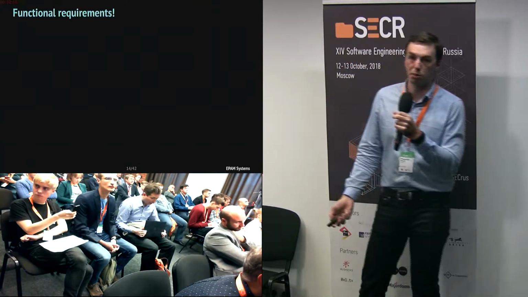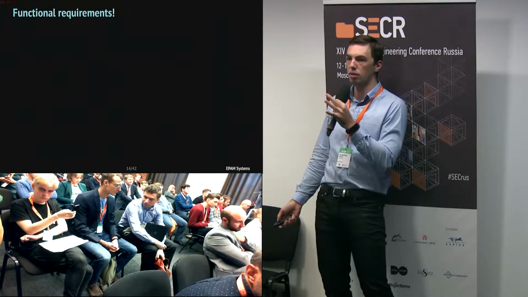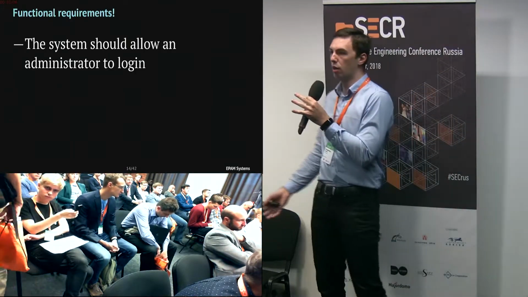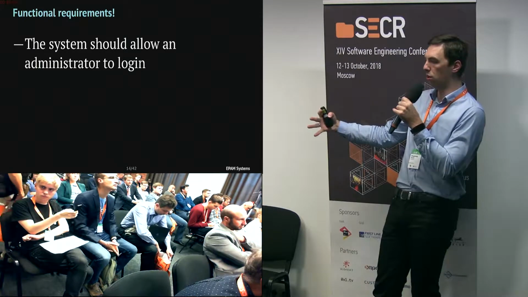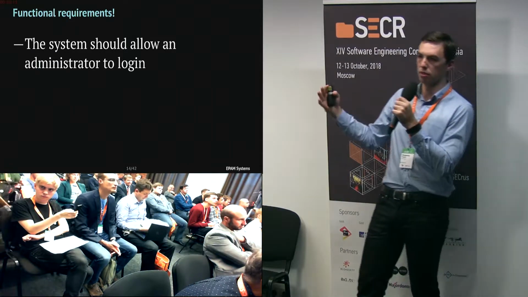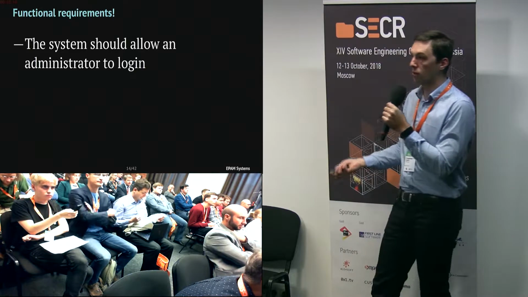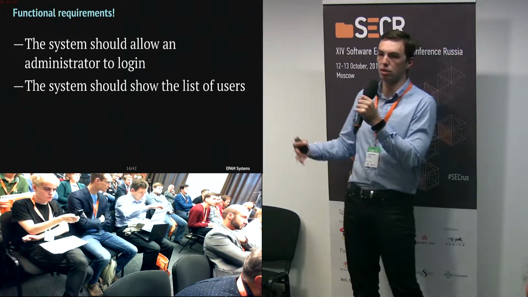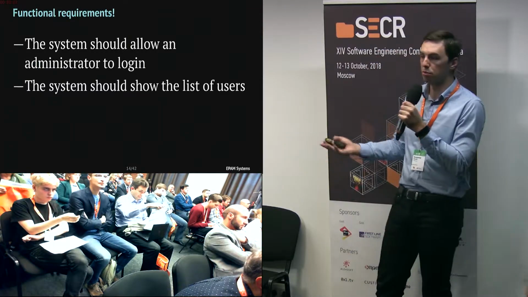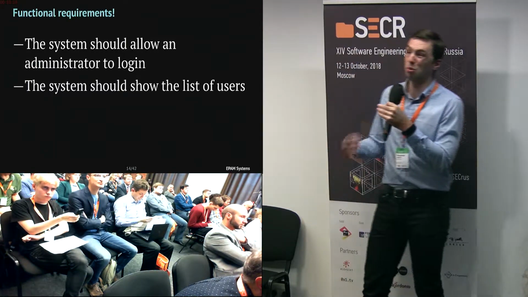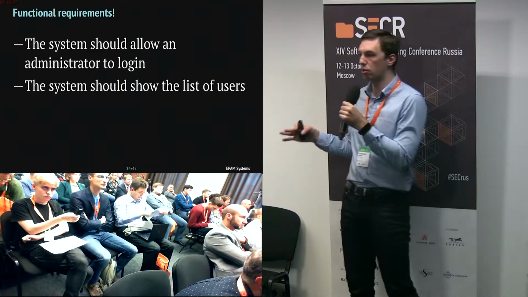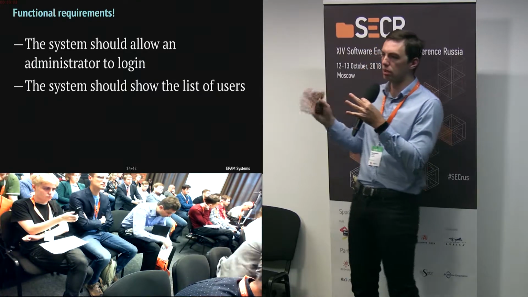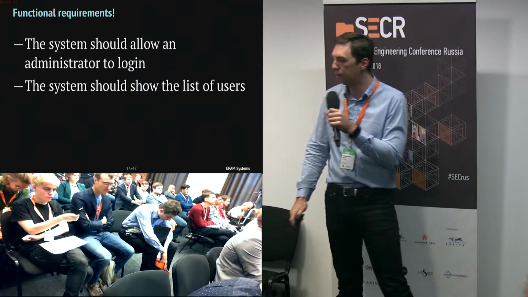First of all, functional requirements. This is really easy. I believe everyone can give me some examples of functional requirements. For example, the system should allow an administrator to log in, right, to get into the system. Okay, pretty clear. Or the system should show the list of users to the logged in administrator. Pretty clear as well. And we basically don't have any issues with those functional requirements because they're clear, and if they are not, we can pose just a couple of questions and get all the answers we need.